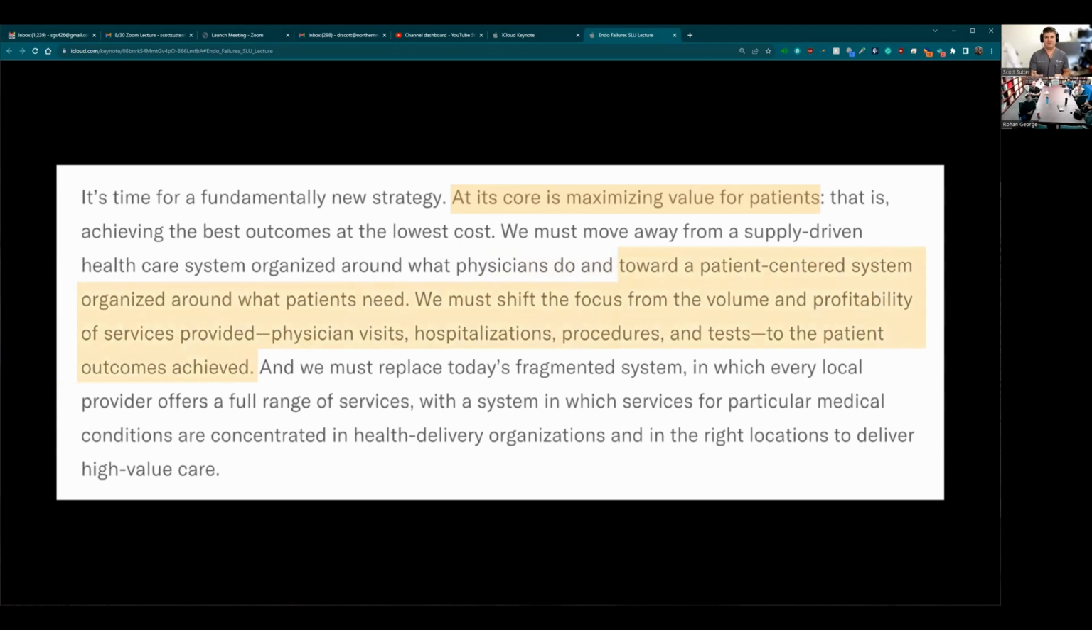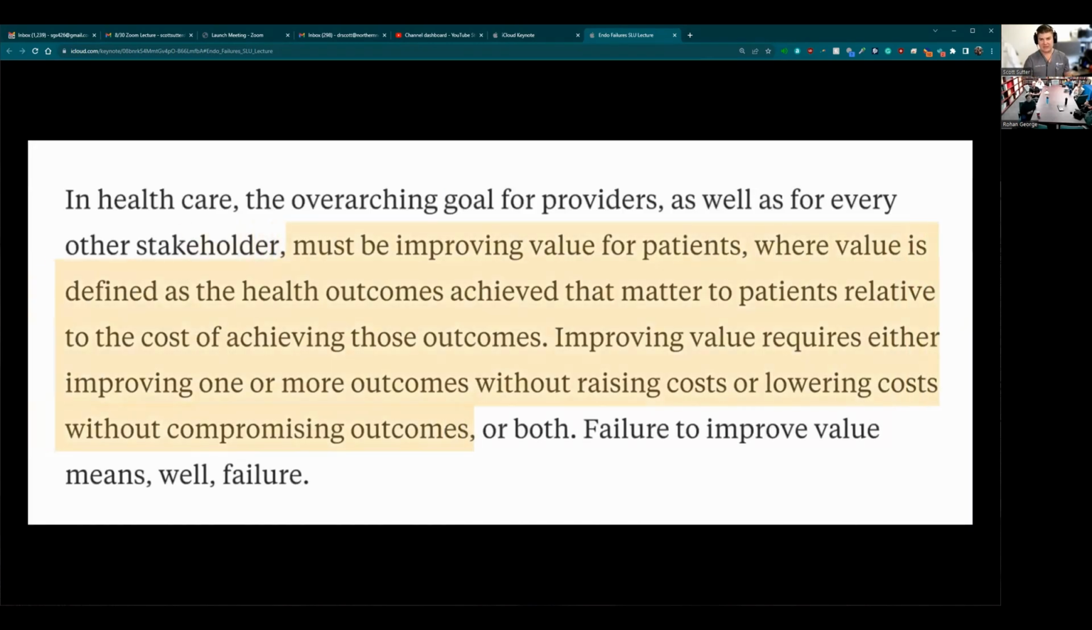We have to go away from a system organized around what patients do and toward a patient-centered system based around what they need. So that means we moved away from visits, hospitalizations, tests, and to the actual outcomes that matter to patients. So said another way, we need to improve value to patients. And value is either that the health outcomes that matter to patients are better, and you can either do that by improving those outcomes without raising costs, or lower costs without compromising outcomes.